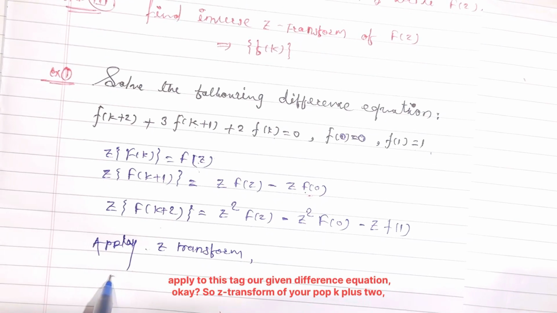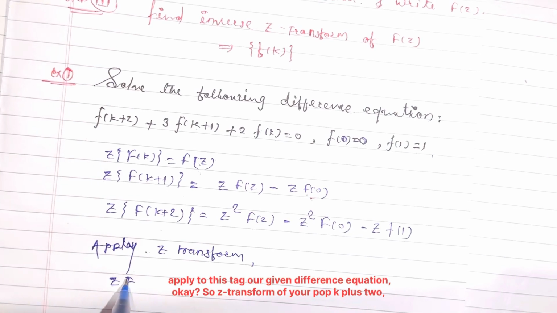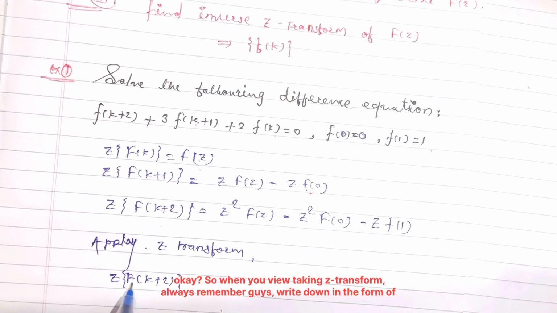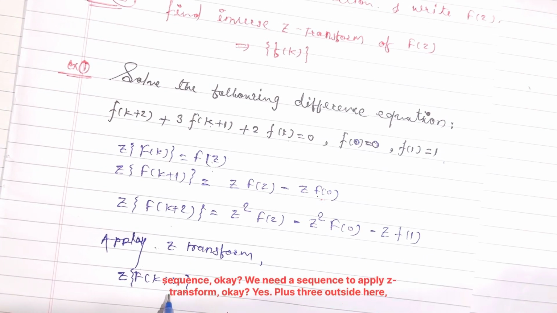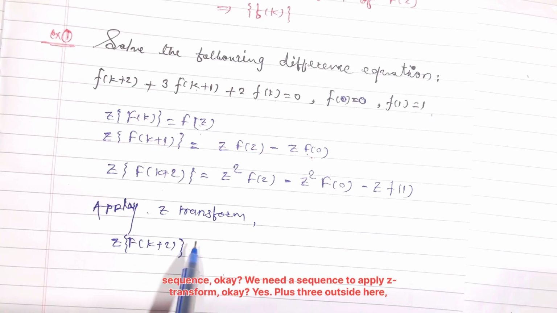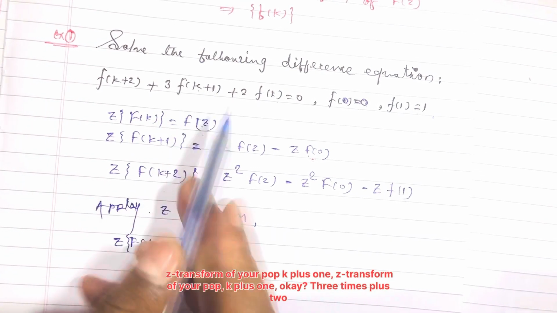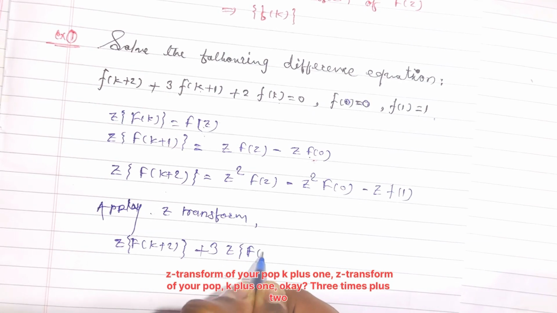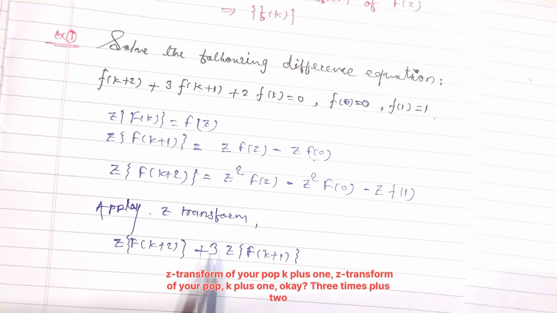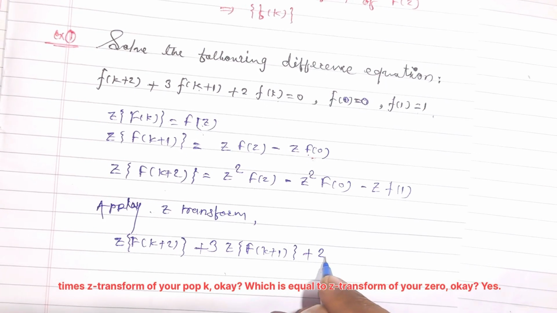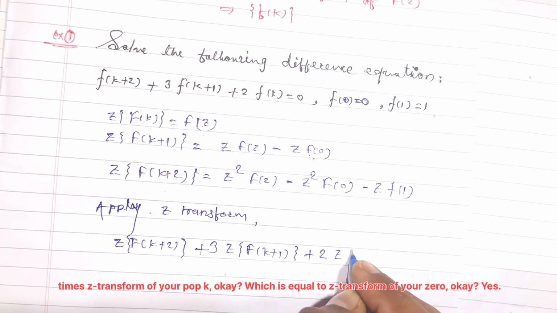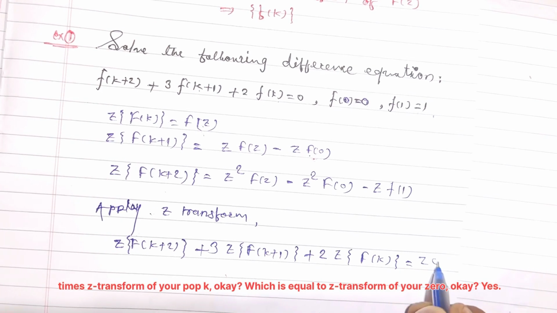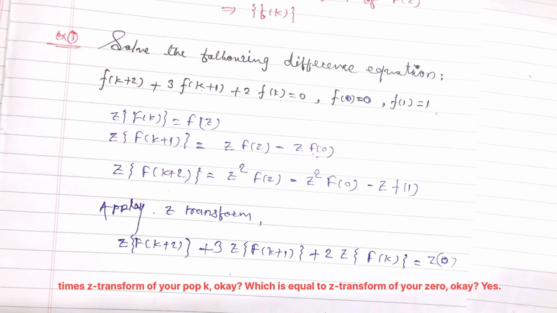Okay, so Z transform of f of k plus 2. When you take Z transform, always remember guys, write down in the form of sequence. We need a sequence to apply Z transform. Plus 3 times Z transform of f of k plus 1, plus 2 times Z transform of f of k, which is equal to Z transform of 0.